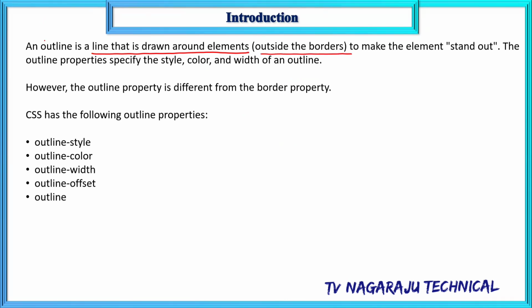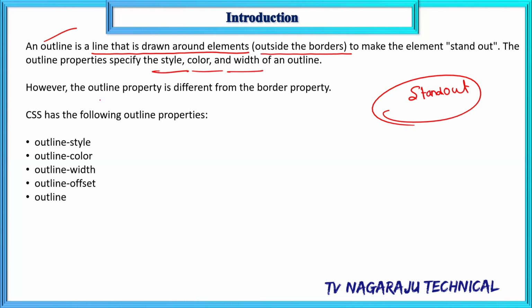Why is outline used? The main purpose is to make the element stand out. Outline also has different properties: style, color, and width. I already said the outline property is different from the border property. Anyway, we will discuss all these properties.